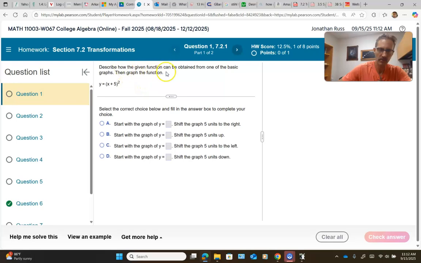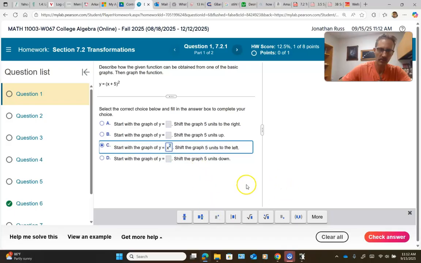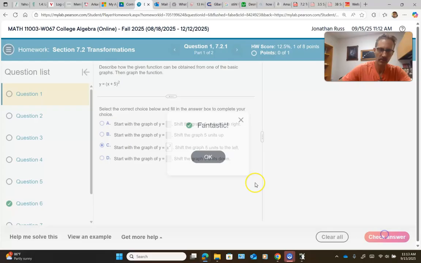Okay, so it says describe how the given function can be obtained from one of the basic graphs. Well, this is a quadratic function. Okay, so you've got to select the choice, and you type in the basic function, which is just x squared. But this plus 5 is going to shift it to the left 5 units. So shift the graph 5 units to the right. No, shift the graph 5 units to the left. So it's going to be choice C. But we have to type in here the basic function, which is x to the second. Okay. Now once you've done that, you'll check your answer.